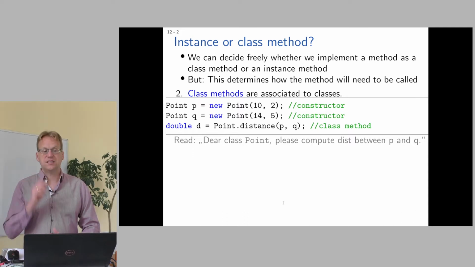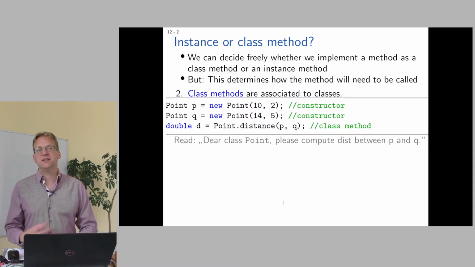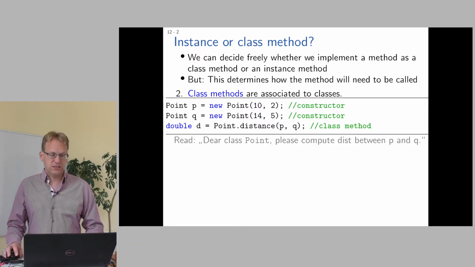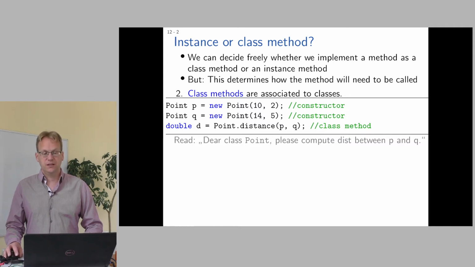So class methods are associated to classes. For example, I can think of a method to compute distances between 2 points. You see already this is point P, instantiated with the constructor of the class Point with coordinates 10 and 2. And I have a second point, point Q, which I'm also instantiating with the constructor of the class Point, but with coordinates 14 and 5.